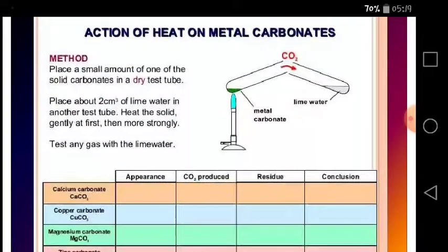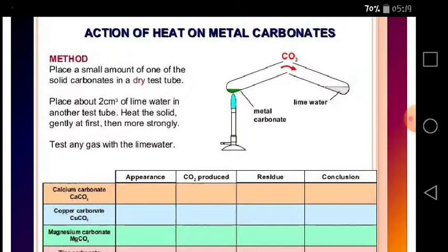Now we are focusing on the action of heat on the metal carbonates. We have to take a very small amount of any solid carbonate in a dry test tube and then place it on the Bunsen burner, as you can see from this diagrammatic representation. And then we have to place 2 cubic centimeters of lime water in another test tube. Heat the solid gently at first for 2 minutes and then more strongly for 8 minutes, so that this metal carbonate decomposes into its components. Test any gas with the lime water.